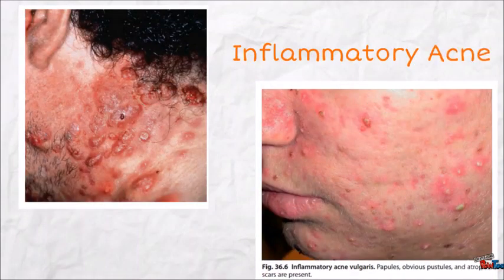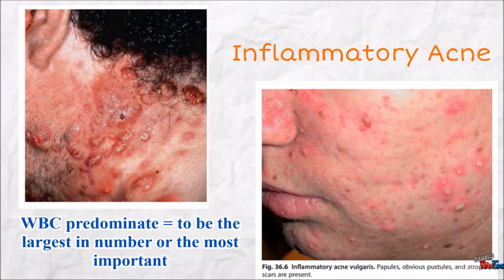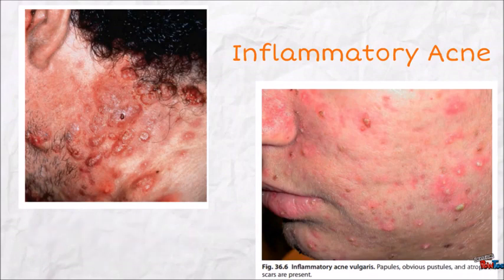The type and degree of inflammatory response of the white blood cells determine the lesions seen. If white blood cells predominate, inflammatory acne is produced with features like suppurative pus bags called pustules. Also, inflamed papules, nodules, and cysts. The type of inflammatory response also plays a role in the development of complications seen later on.